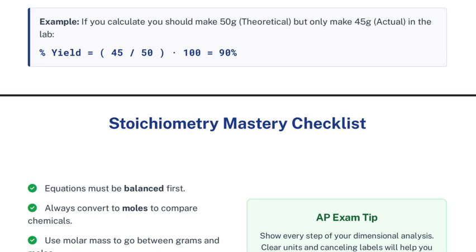And just balance the equation. Always convert to moles to compare chemicals, and then use the molar mass to go between grams and moles, and then the limiting reactant is always the one that produces less product. And then one AP exam tip is show every step of your dimensional analysis. Always show your work, show your work.